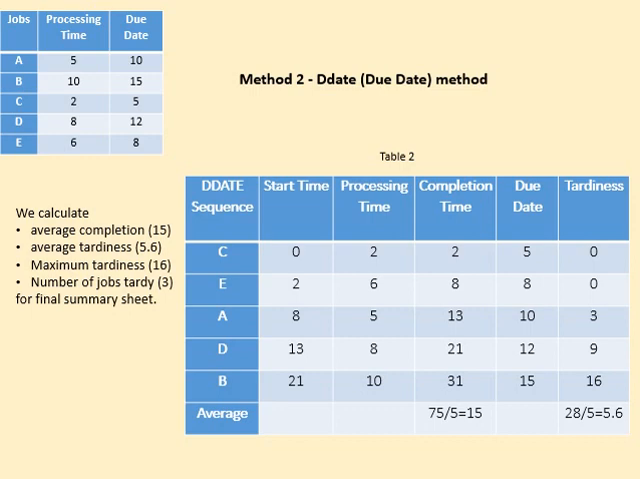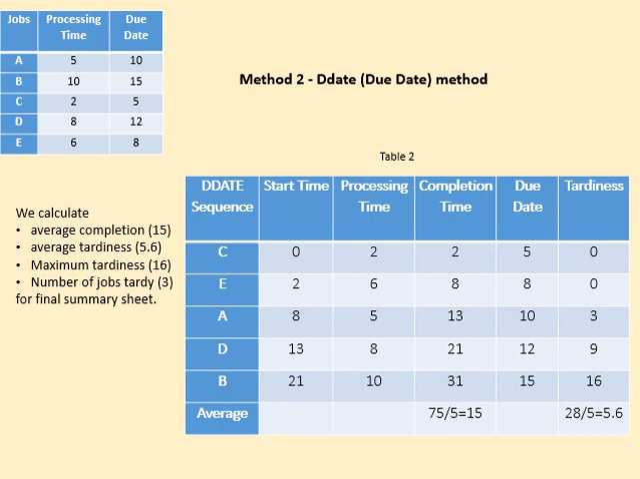Finally we calculate the average completion time. It comes to 75 divided by 5, that is 15 days. Average tardiness is 28 divided by 5, that is 5.6 days. The number of jobs that are tardy or exceeded the due date is 3 jobs. And the maximum tardiness is 16 days.